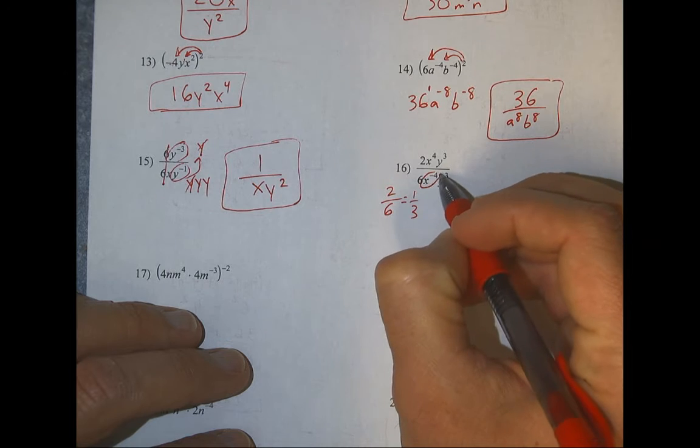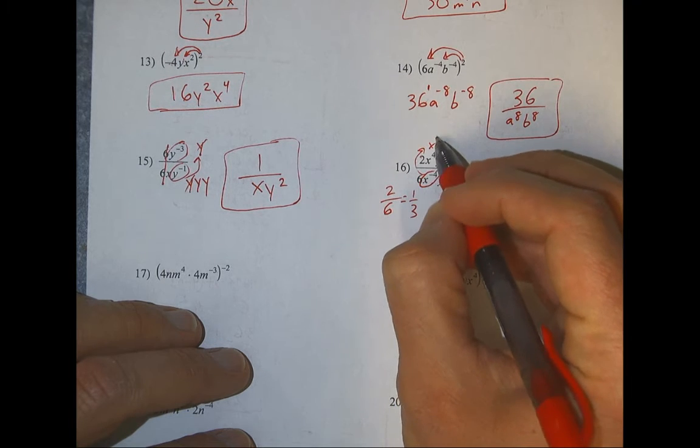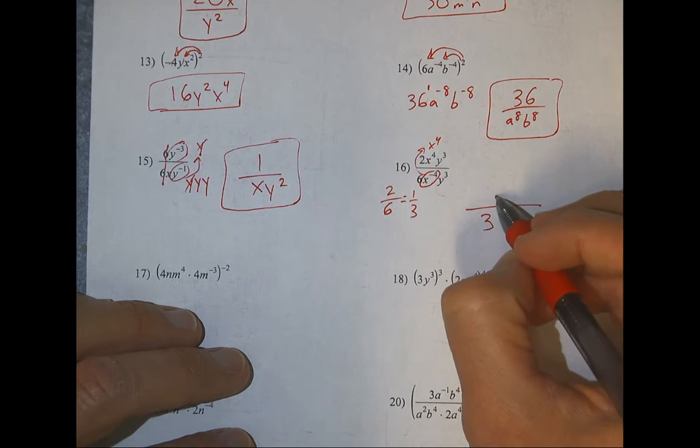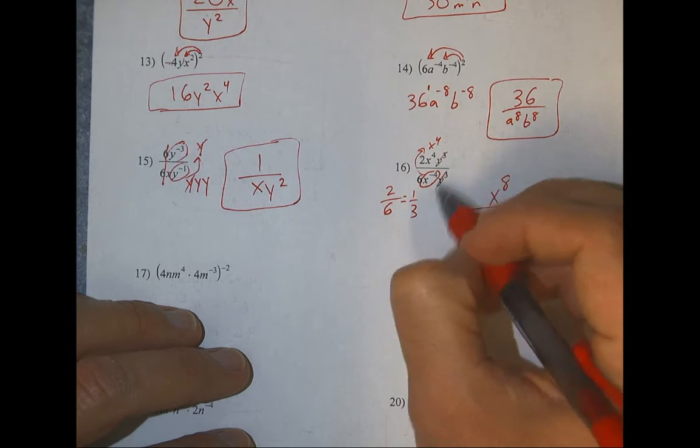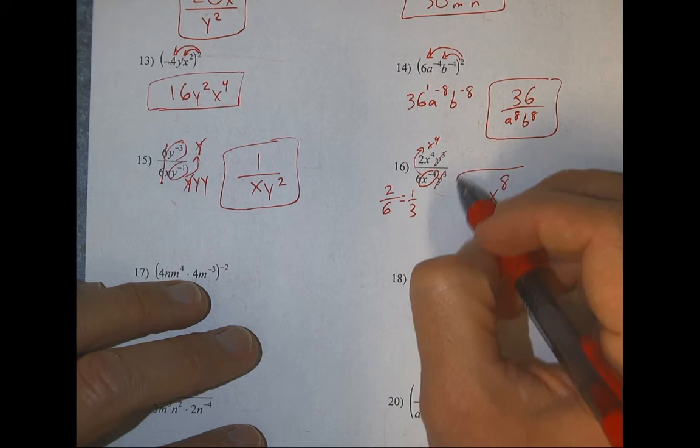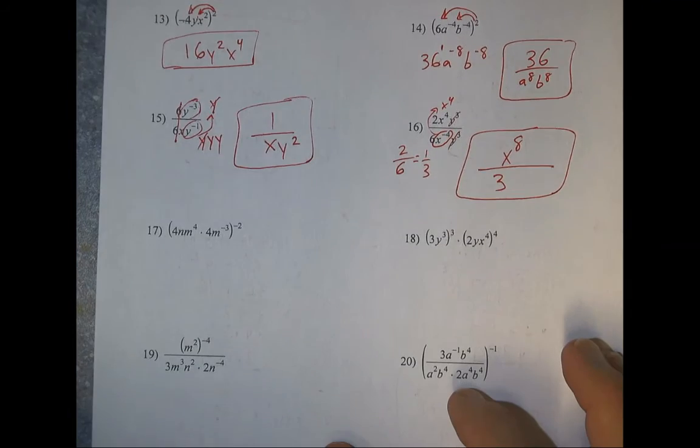Dealing with x's, move your negatives up. So now there are 8 total on the top. So now I don't need that 1. And the y's are just going to cancel each other out here. We're done.